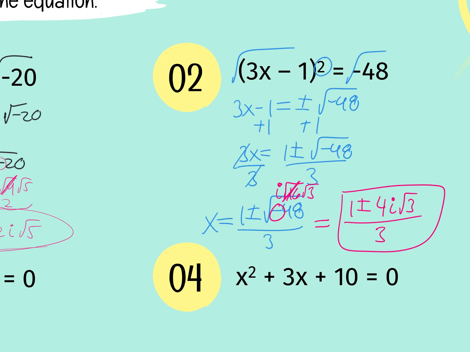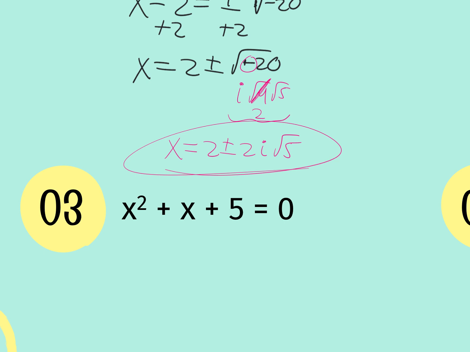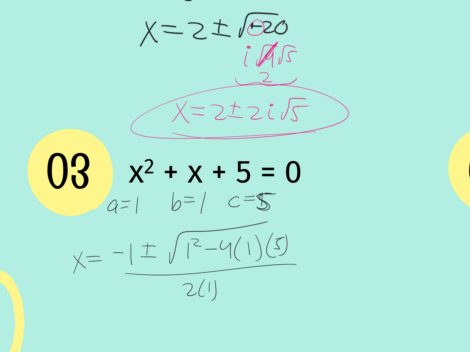But again, every single example in this lesson is going to have i. So when you look at something like x² + x + 5, it's not going to be like the first two. This one's in standard form, and for an equation in standard form, I can use the quadratic formula. So a = 1, b = 1, and c = 5. Then just plug these numbers into the quadratic formula. So x = negative b ± the square root of b² − 4ac, so 1 squared minus 4 times 1 times 5, over 2a, so over 2 times 1.